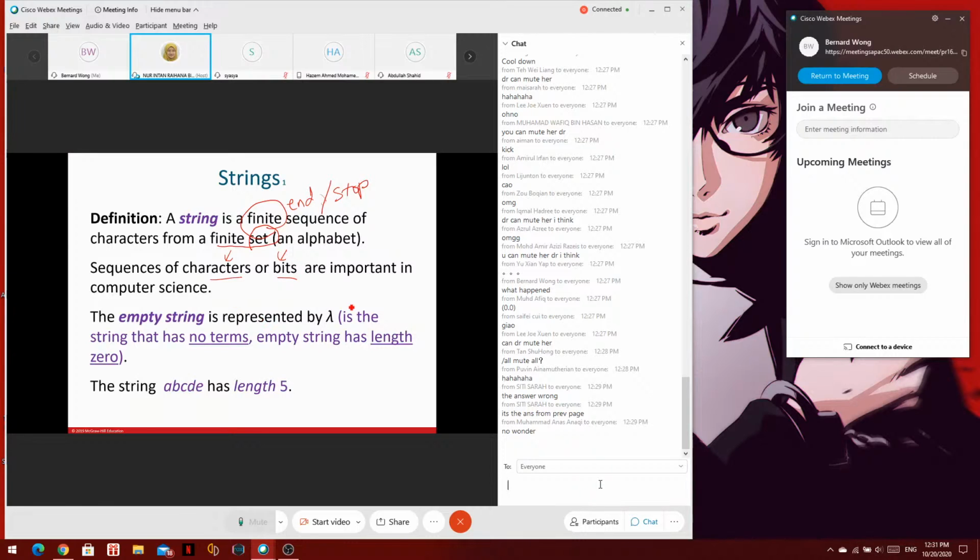The empty string is represented by lambda, the string that has no terms. Okay? Lambda is the string that has no terms. The empty string has length 0. No terms and the length is 0. So the string A, B, C, D, E has a length of 5. If the question is regarding a string, whereas just now we were using numbers: for numbers, we don't use length, we use terms. If it is a string, use length.